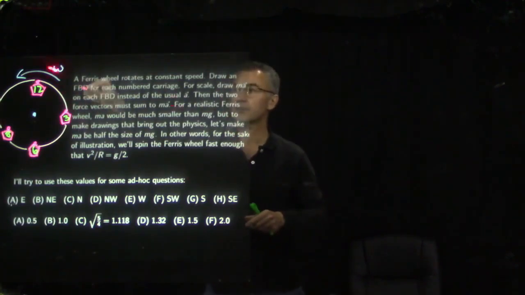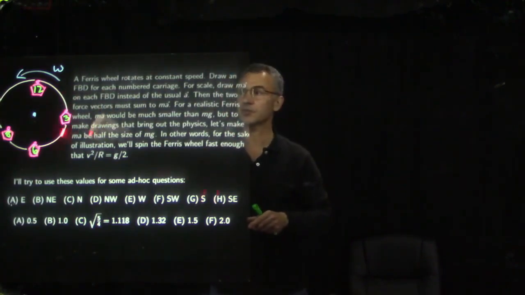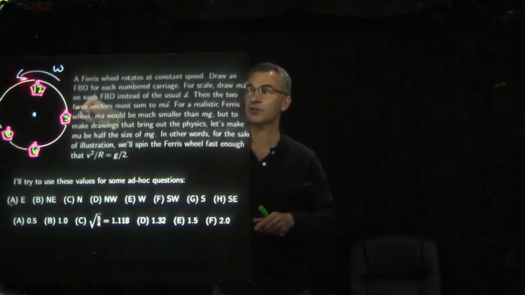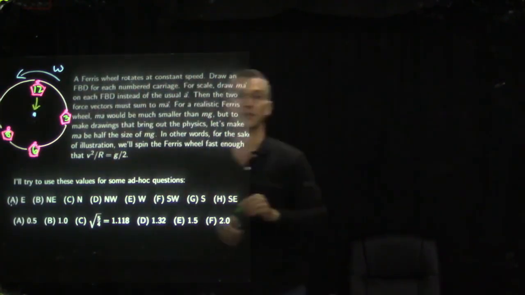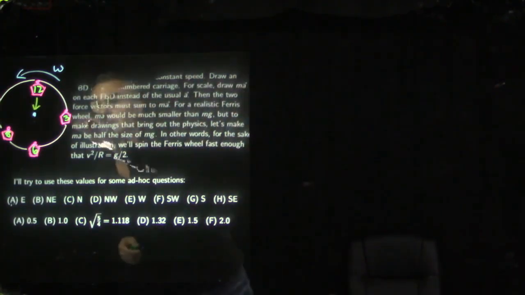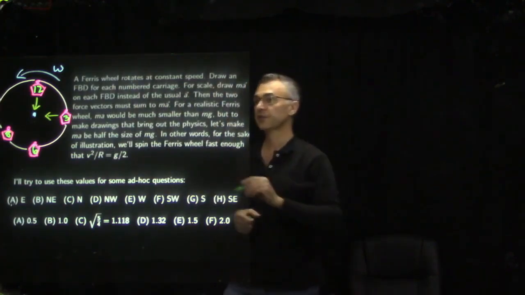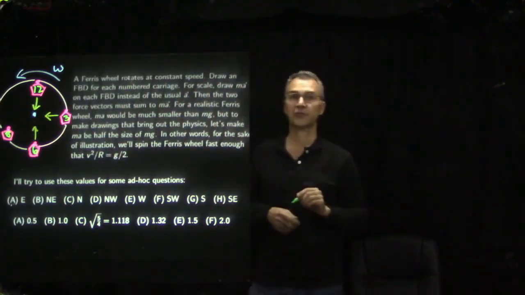The carriages are going around in a circle at constant speed. This is uniform circular motion. The acceleration of each carriage points toward the center of the circle. So which direction is carriage number 12 accelerating? Toward the center of the circle. Which direction is carriage number 3 accelerating? Toward the center of the circle. Which direction is carriage number 6 accelerating? Toward the center of the circle. Which direction is carriage 8 accelerating? Toward the center of the circle.